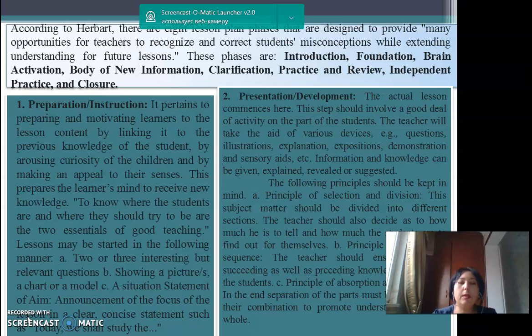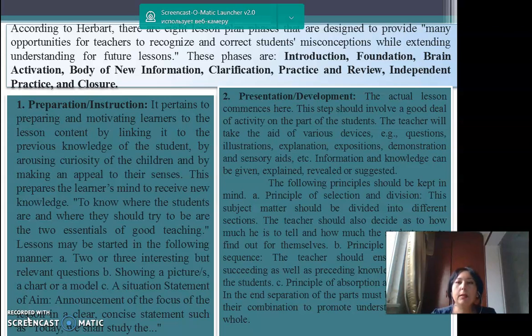Lessons may be started in the following manner: two or three interesting but relevant questions, showing a picture, chart, model, or situation, statement of aim, or announcement of the focus of the lesson in a clear, concise statement, such as "today we shall study the..." The second phase is presentation or development.